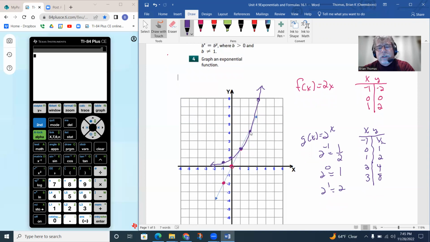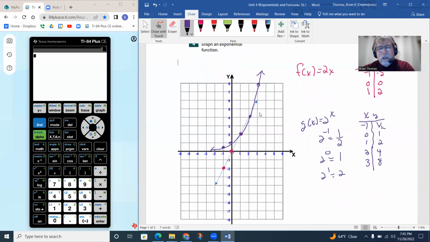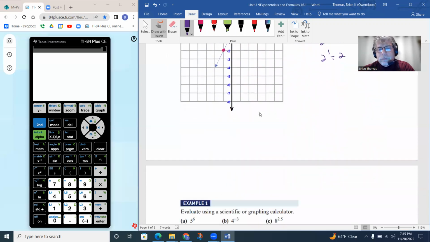So these are the kinds of functions we're dealing with, this exponential growth. Notice that exponential growth is a much more rapid growth than a linear equation. Here and here it starts out the same, but as x gets larger, notice that the y's get really, really large in a hurry. And that's what we call exponential growth.